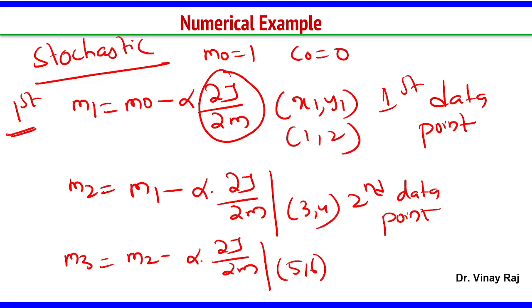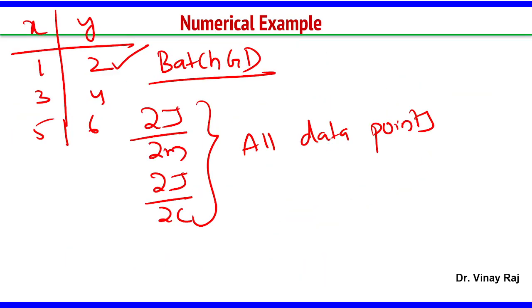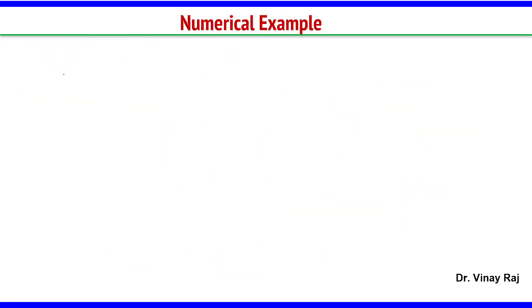This way, in stochastic gradient descent, I am using only one point. First one, then second one, then third one, again first one, again second one, again third one, and so on. Whereas in batch gradient descent, when I was calculating dou j by dou m, I was using all the values in the data set. Right? Now, the third one, mini batch.